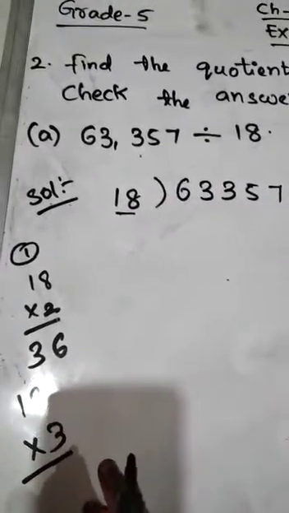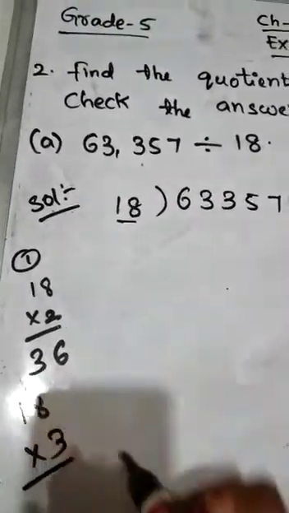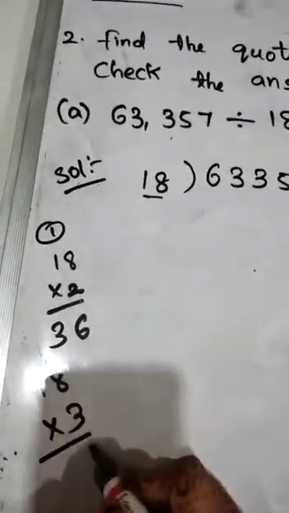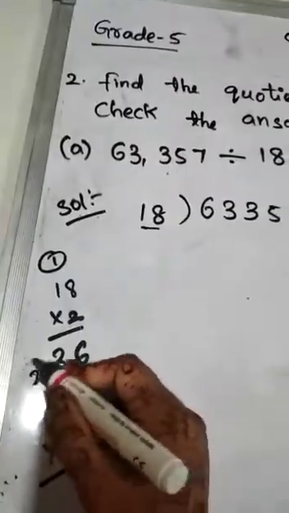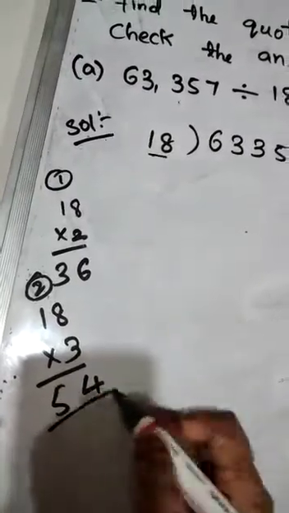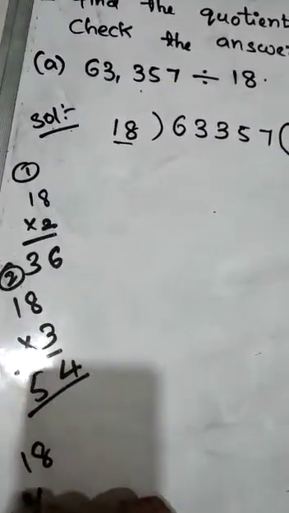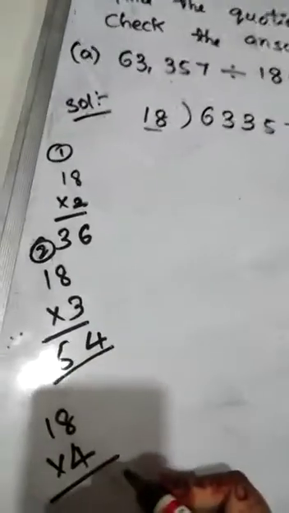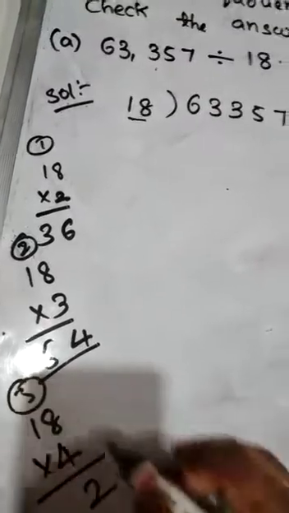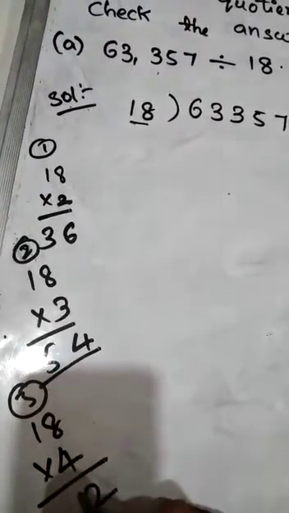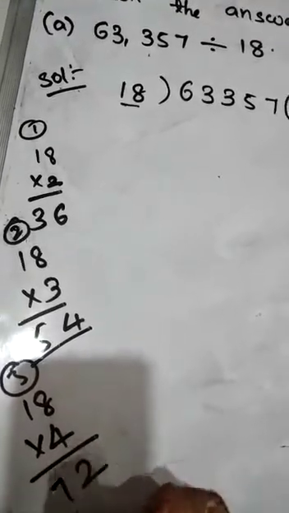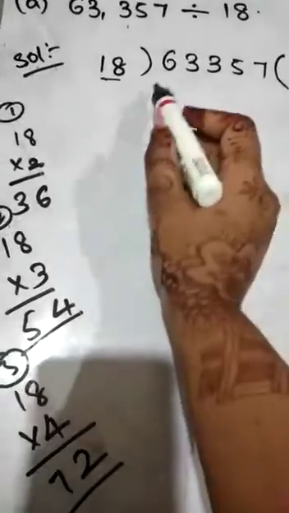So 18 twos are 36, 18 threes are, 3 8s are 24. So 4 here, 2 carry here. So 3 ones are 3, 4, 5, 54. 18 threes are 54, 18 fours are, 4 8s are 32. So 2 here, 3 carry here. 4 ones are 4. So we should add 3. 4 ones are 4 plus 3 is 7.